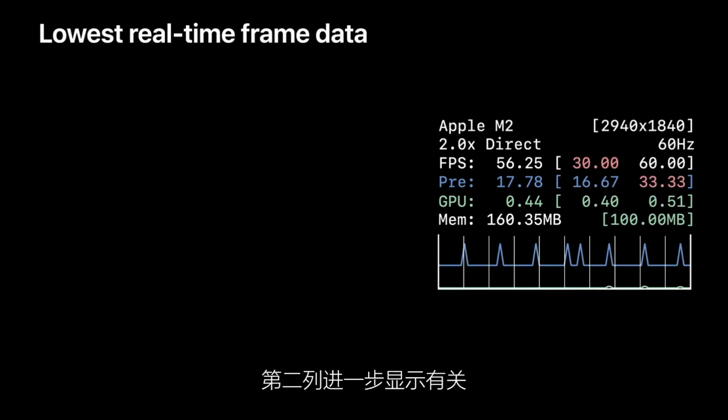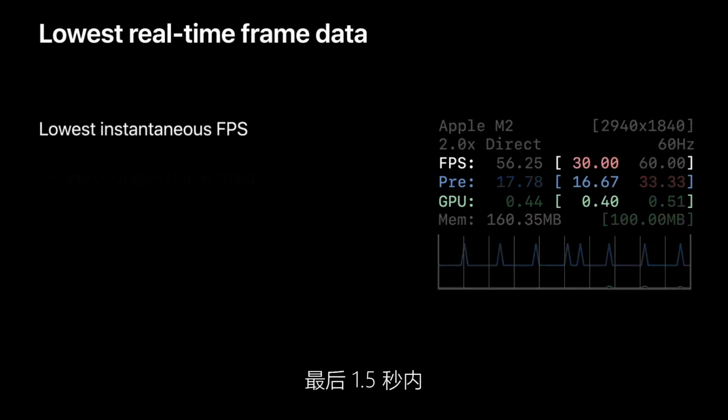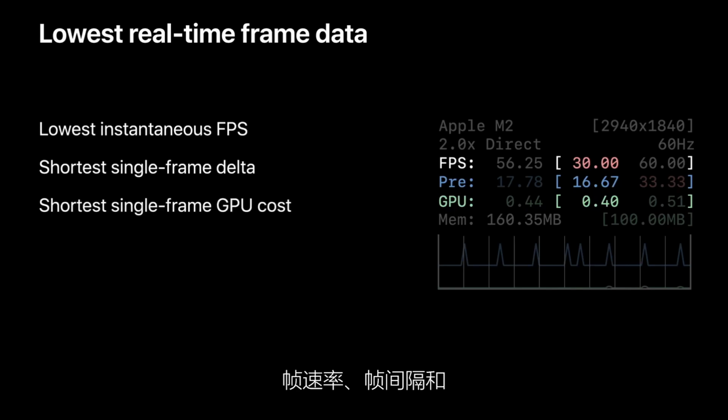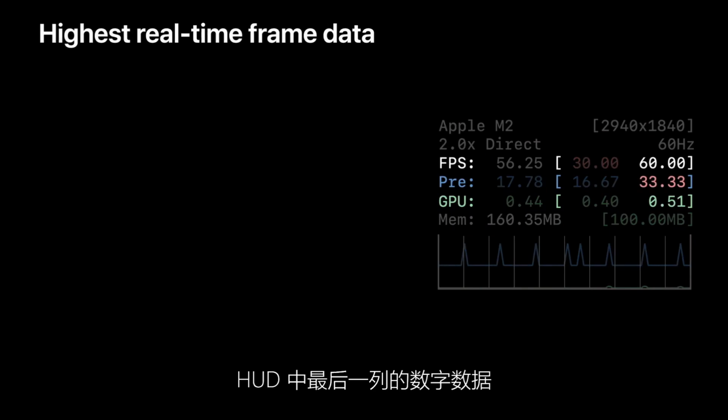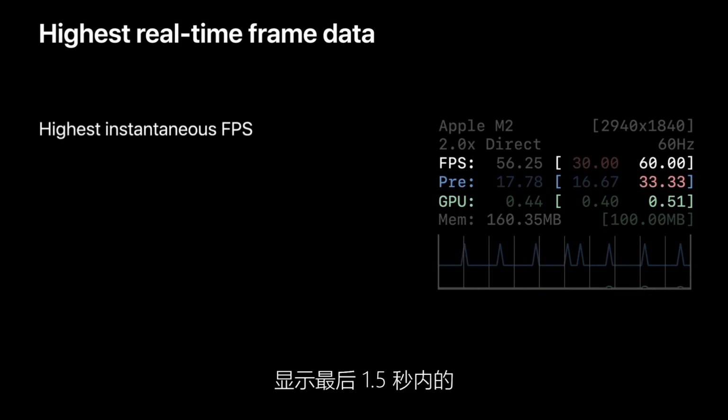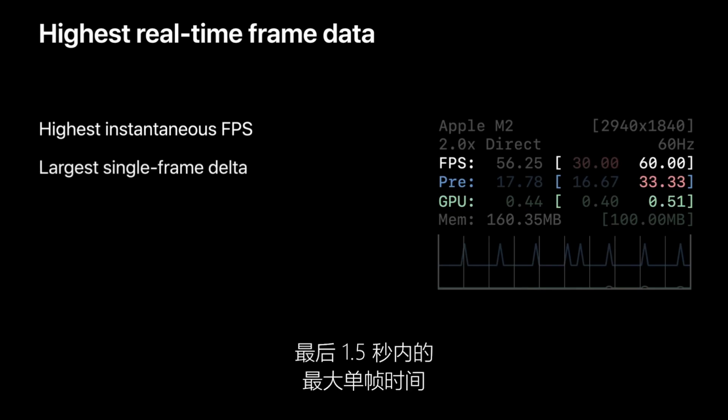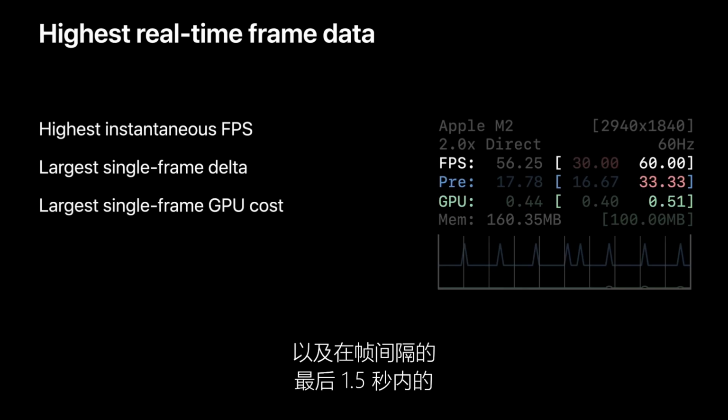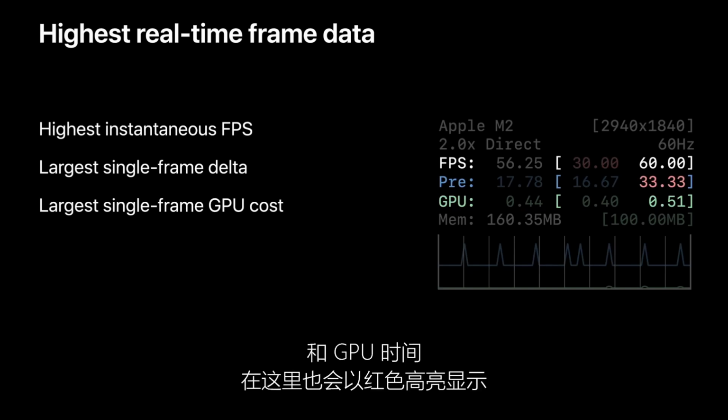The second column shows you a bit more information about the lowest values of frame rate, frame interval, and GPU time spent in the frame over the last 1.5 seconds. The HUD highlights in red when this low value has deviated significantly from the average. The last column of numerical data in the HUD shows you the highest instantaneous frame rate in the last 1.5 seconds, the largest single frame time in the last 1.5 seconds, and the highest GPU cost in milliseconds of work done in the last 1.5 seconds of frame intervals. Unusually high frame intervals and GPU time compared to the average are once again highlighted here in red.